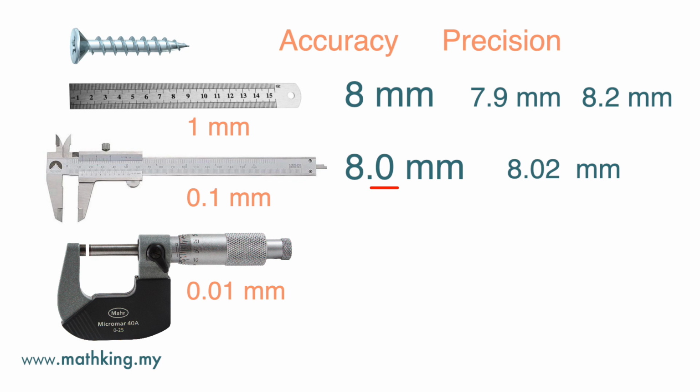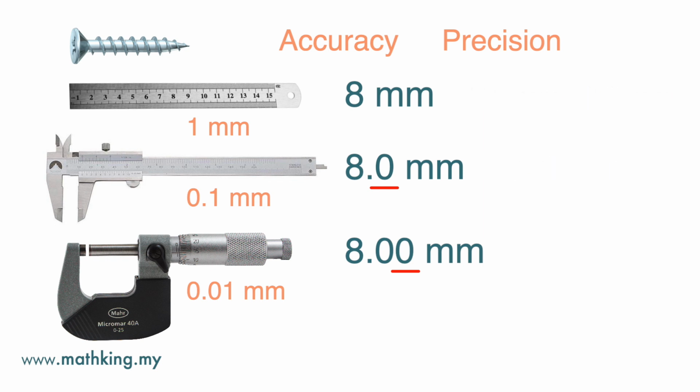If you use a micrometer and we get a measurement of 8.00 mm, then it is not 8.02 mm. It really means that it is 8.00 mm. Again, the last digit of the 0 tells us that it is precise to this place value.